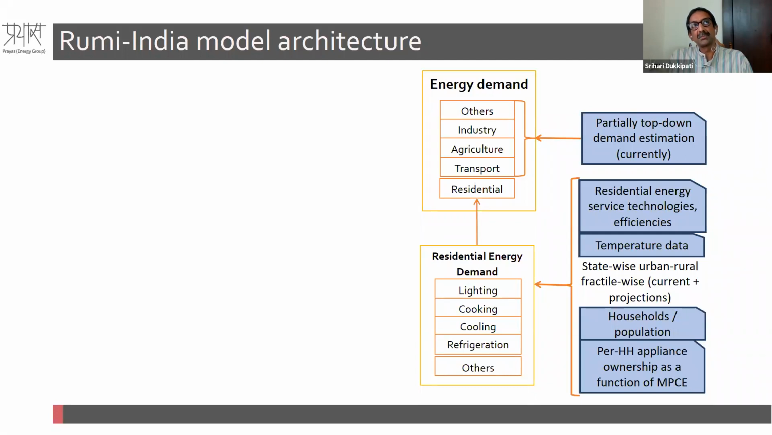The appliance ownership in each category of households is determined based on the monthly per capita expenditure of those households. So all of the households are divided into quintiles as per their monthly per capita expenditure, and then the ownership is determined based on the MPCs for those categories, the average MPCs for those categories.